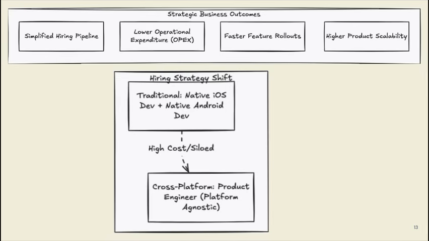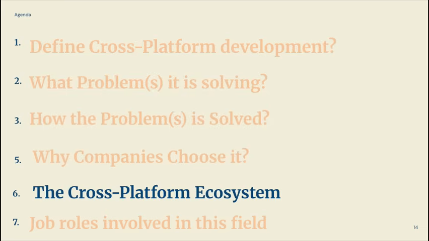So it also helps in strategic business outcomes, like the hiring pipeline is simplified here, the operational expenditure and maintenance is reduced, and we have faster feature rollouts, and the product stability is also good, and it can be easily scalable to different platforms as well. So these are some of the advantages that organizations observe in the cross-platform framework, and they do invest in their development portfolio. What do we have in the ecosystem?